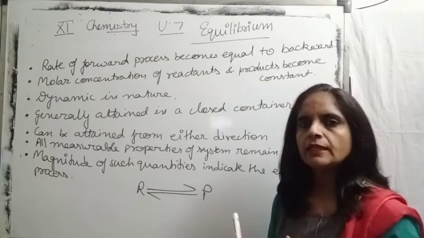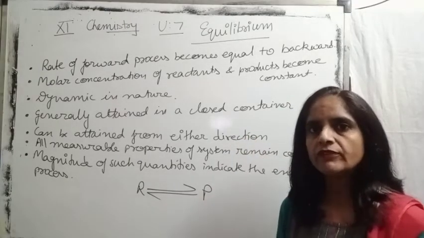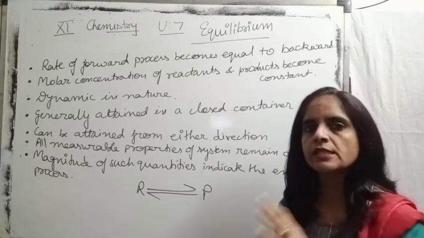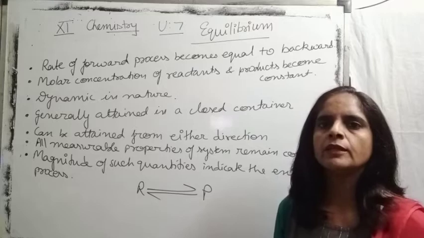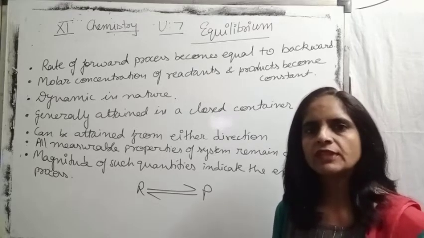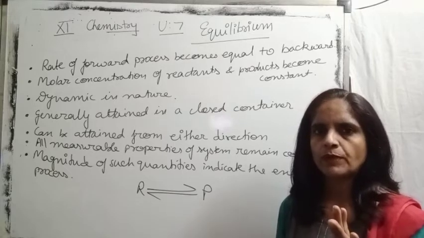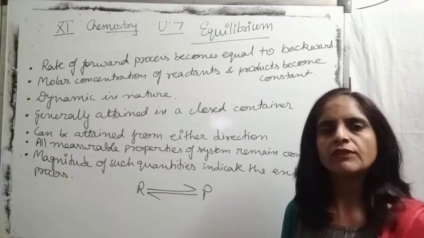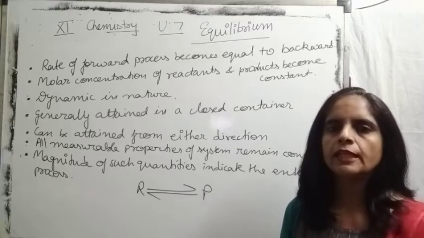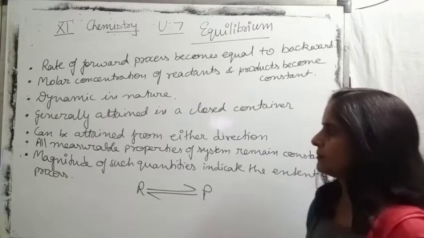Then we can say it can be attained in a closed container, especially whenever a gaseous species is involved. We cannot attain the equilibrium in an open container, because if the container is open, the gaseous particles will escape out. So there is no chance that we get equilibrium stage. That's why we are saying in most of the cases, equilibrium is attained in a closed container.